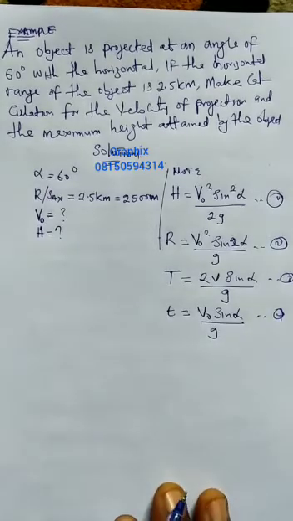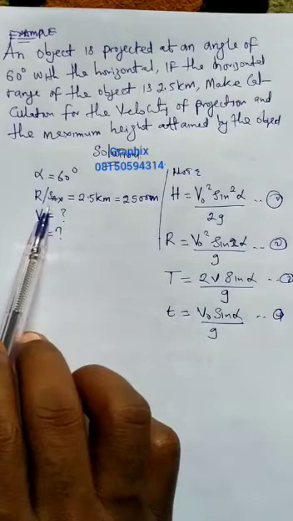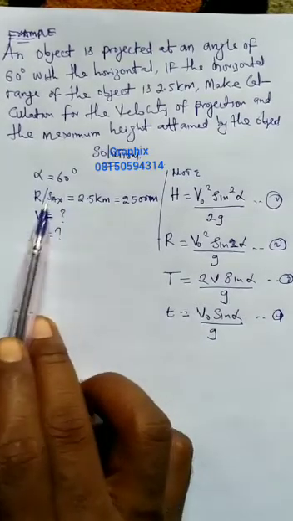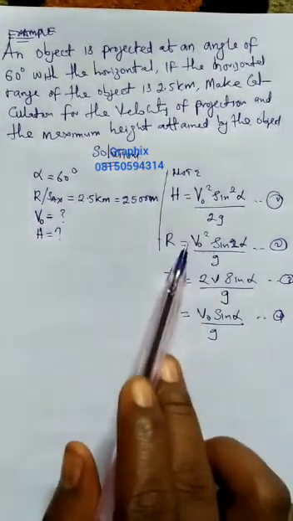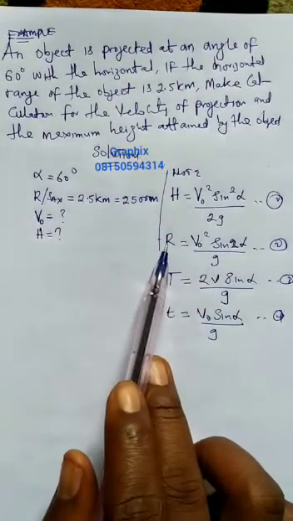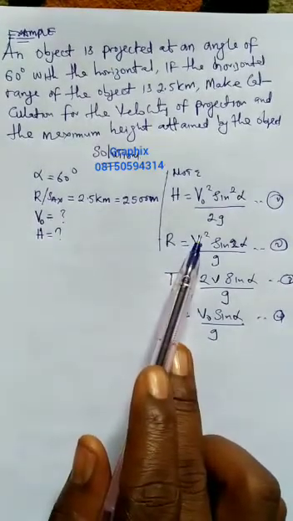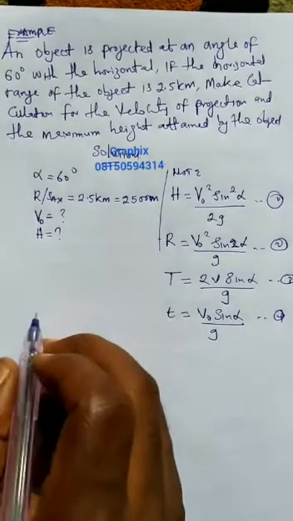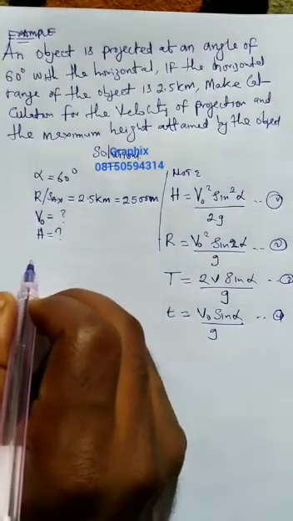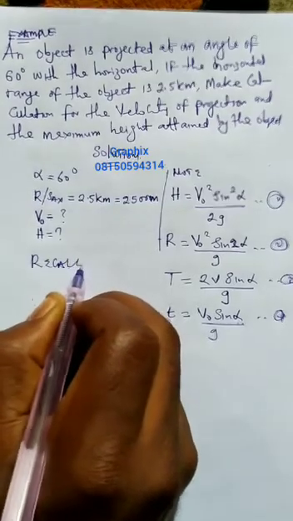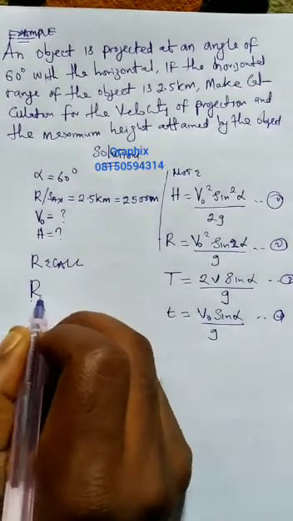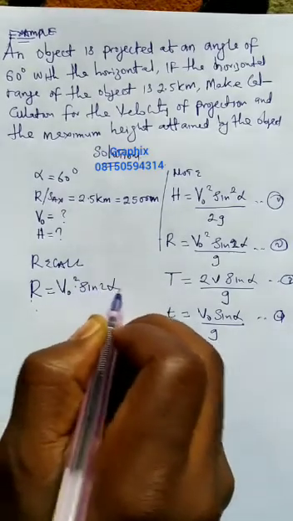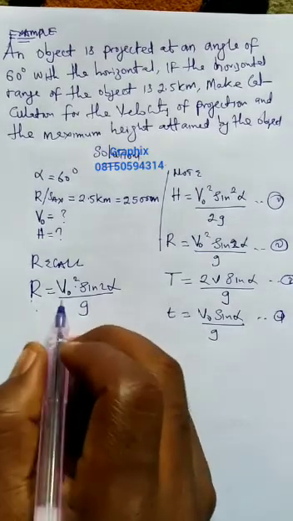So let's start. Now it says to look for the horizontal range, for the velocity. So what you do, you look for what is associated with range, and that will be this formula here. The formula has range, it has velocity, and it has alpha. So we're going to use equation 2. So you recall that my range is given as V0 squared sine 2 alpha all over g.